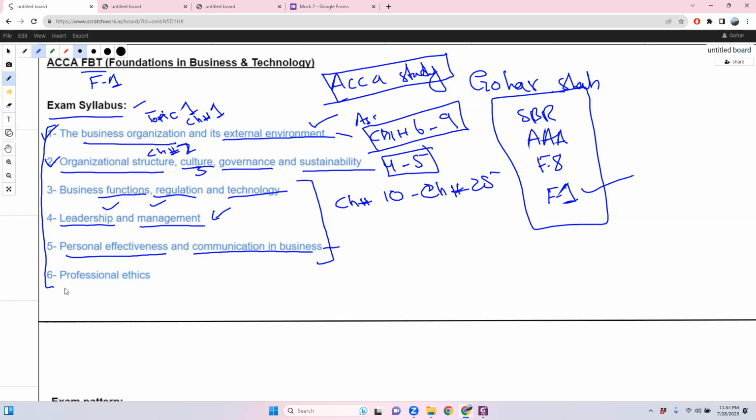And finally, the most important topic is professional ethics, which will be carried forward to the last exam in the professional level. This topic is not just important for F1, it is important for all the exams of ACCA. So we will focus very much upon this topic. You can expect that we will learn everything about professional ethics in F1, because this will be carried forward to the rest of the exams as well.